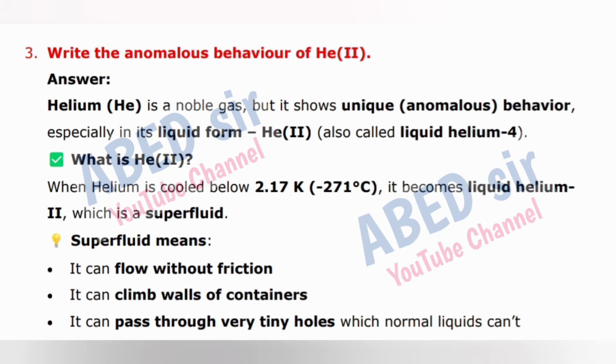When helium is cooled below 2.17 K, minus 271 degrees Celsius, it becomes liquid helium II, which is a superfluid. Superfluid means it can flow without friction. It can climb walls of containers. It can pass through very tiny holes which normal liquids can't.